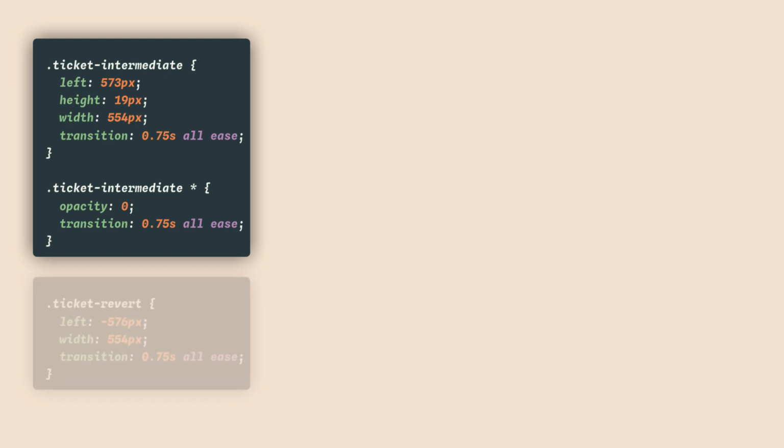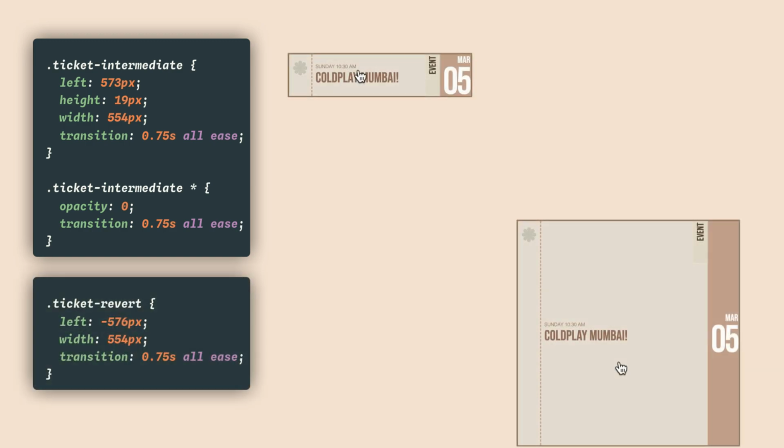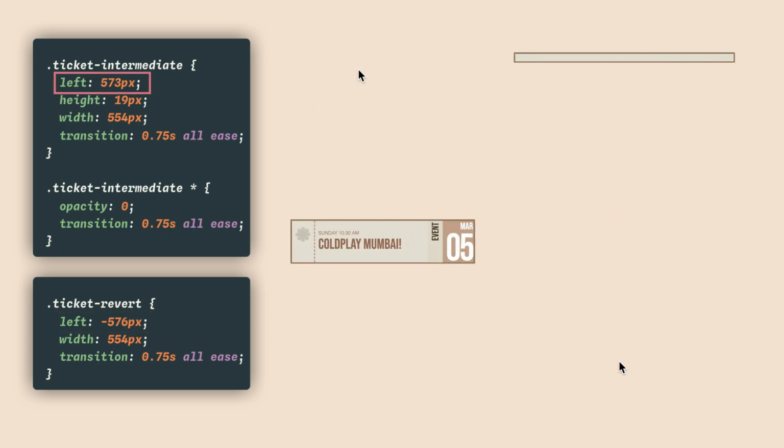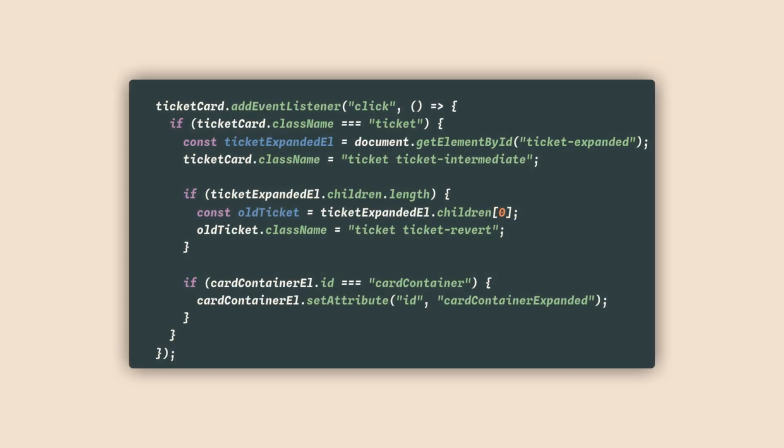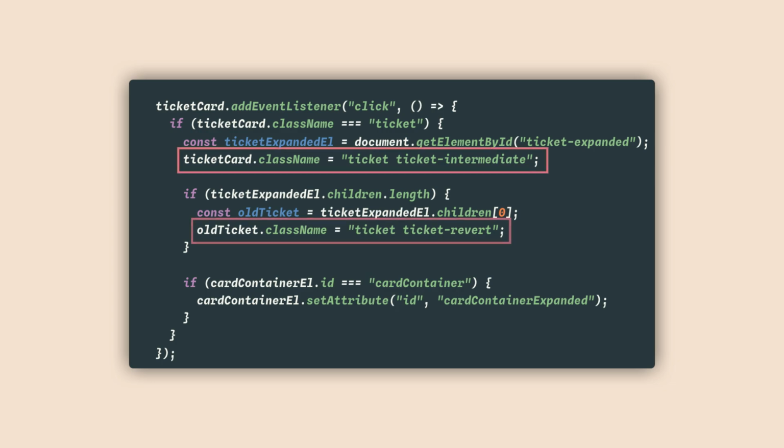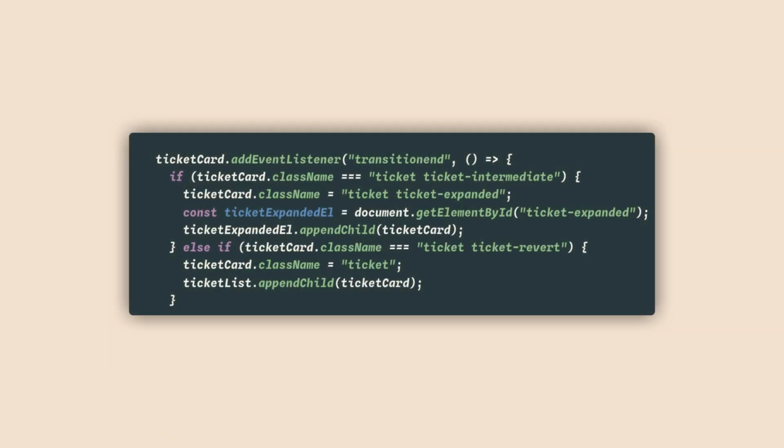Let's add some animation to this. I've created two transitional states, ticket intermediate and ticket revert, which moves the ticket to the right and left respectively. By the way, I've used hard-coded values since I was too lazy to make it responsive. Upon clicking the ticket, we add the ticket intermediate class and the ticket revert class for the old ticket. Finally, on transition end, if the ticket was intermediate, we expand it, and if it was revert, we assign it the base ticket class.